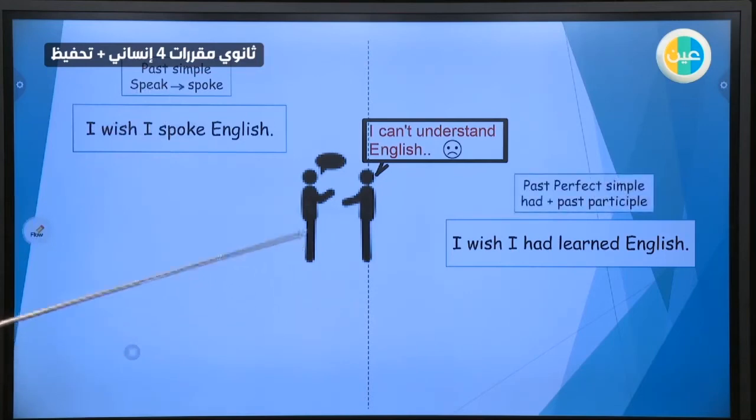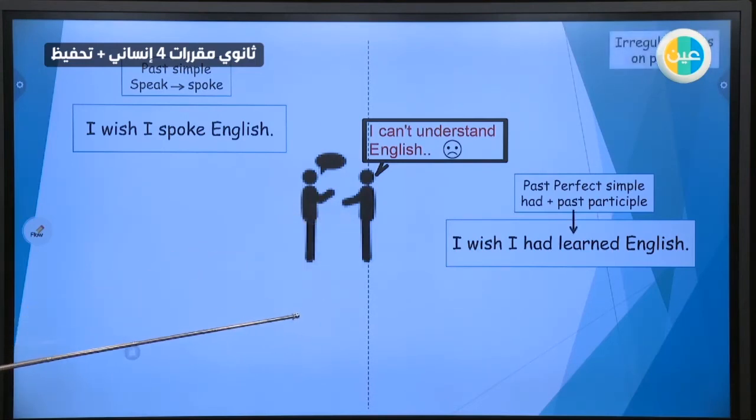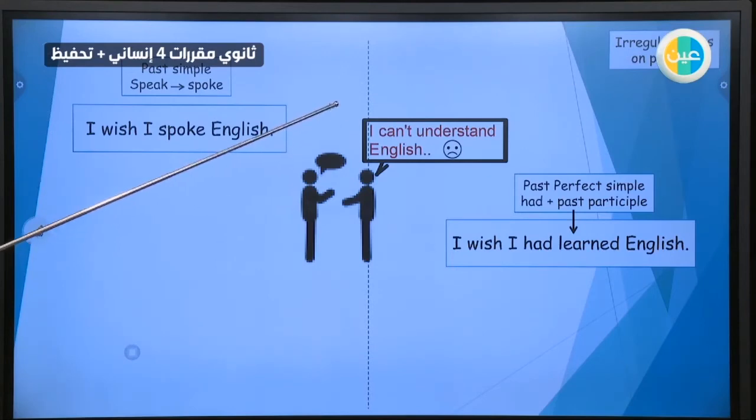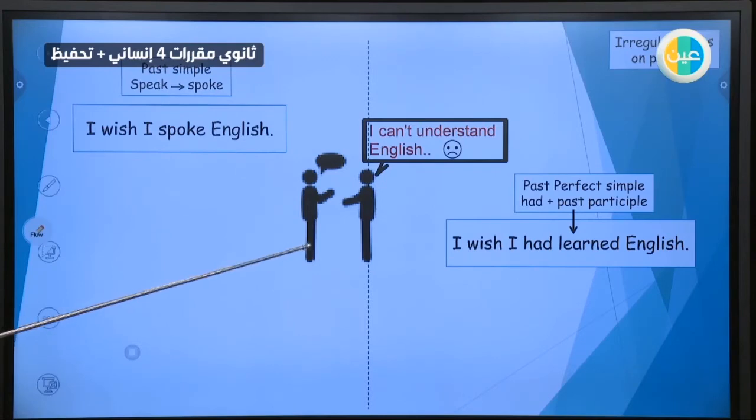What about here? I wish I had learned English. Past perfect simple consists of had plus past participle. This is about unreal past. I wish I had learned English. We can say here, you can find irregular verbs on page 81. For the verbs, for example, speak, learn, and other verbs on page 81. But the regular verbs, you just have to add ed.